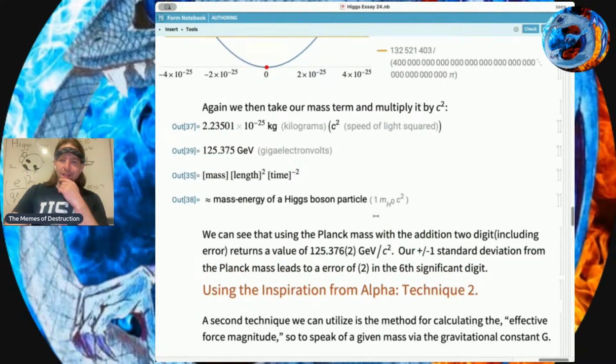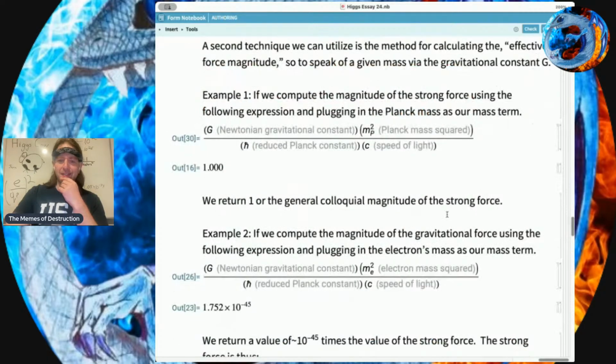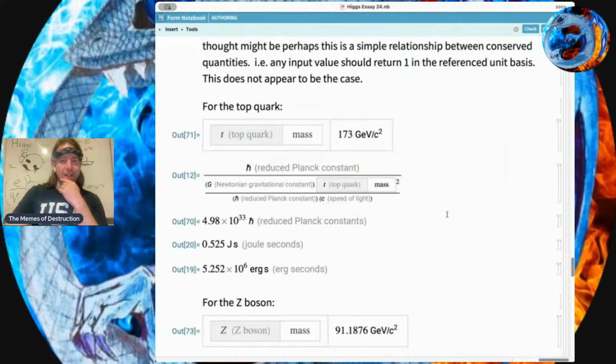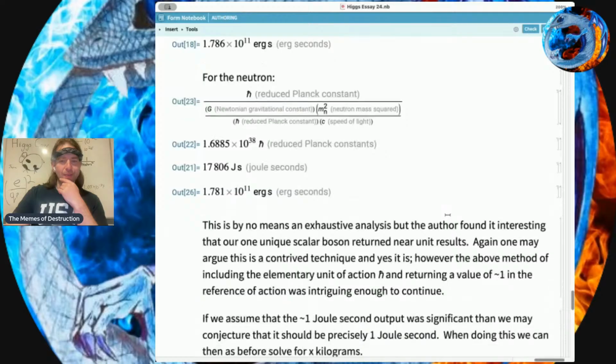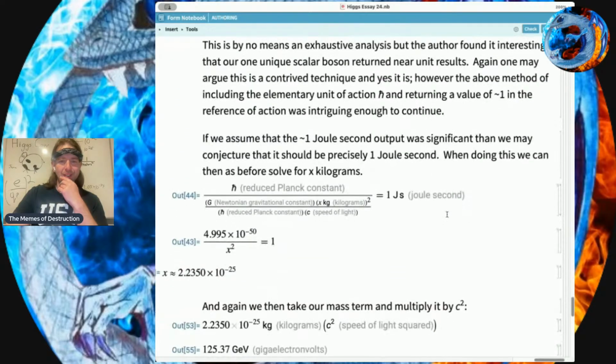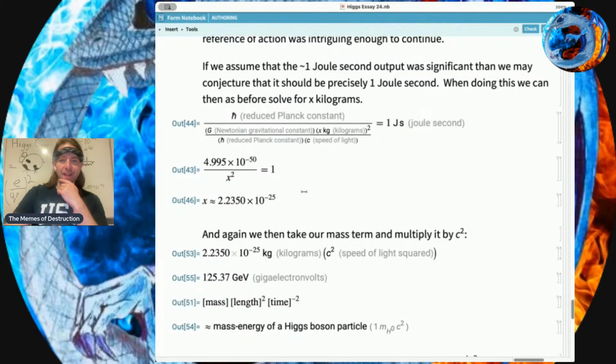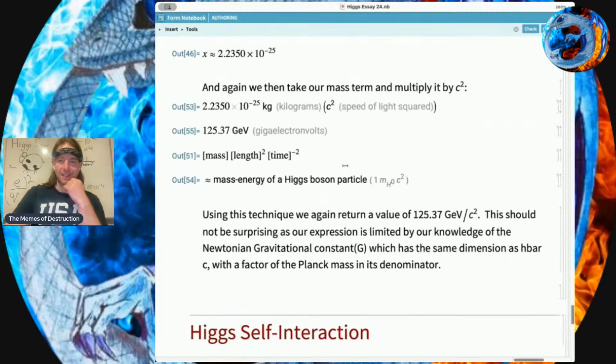And where did we finish? Okay, we have our errors. Basically doing the same thing. So like H R, we computed it the other way, setting this equal to one, putting joule seconds because we're dividing into the reference of action. It appears to come out as one, so if we solve for that, you return again a value of 125.37 GeV divided by c squared. This should not be surprising.